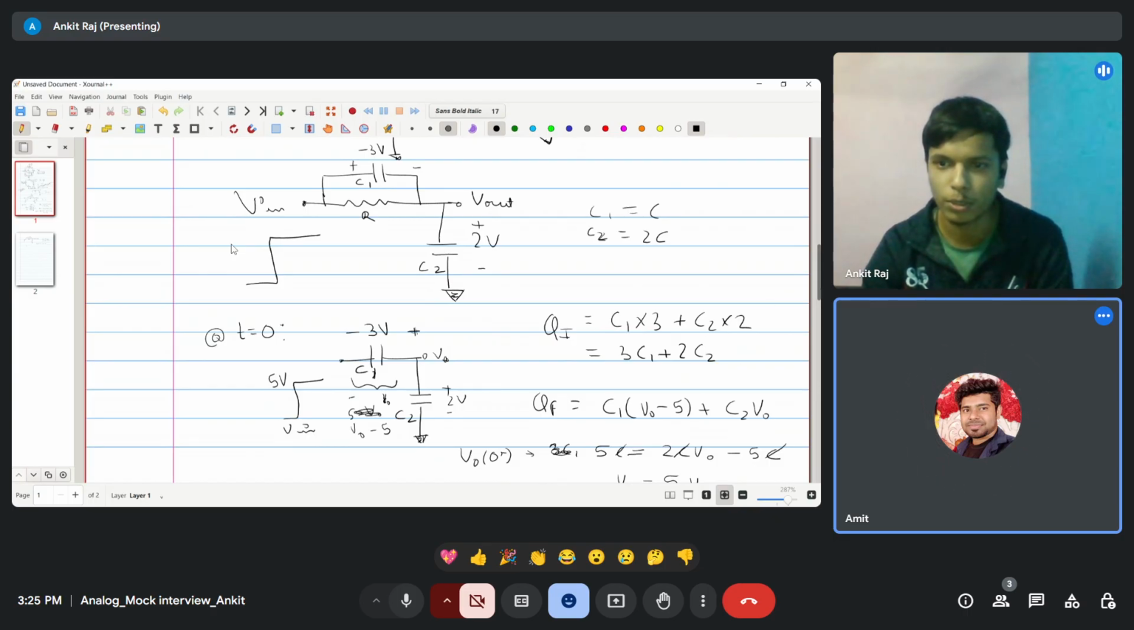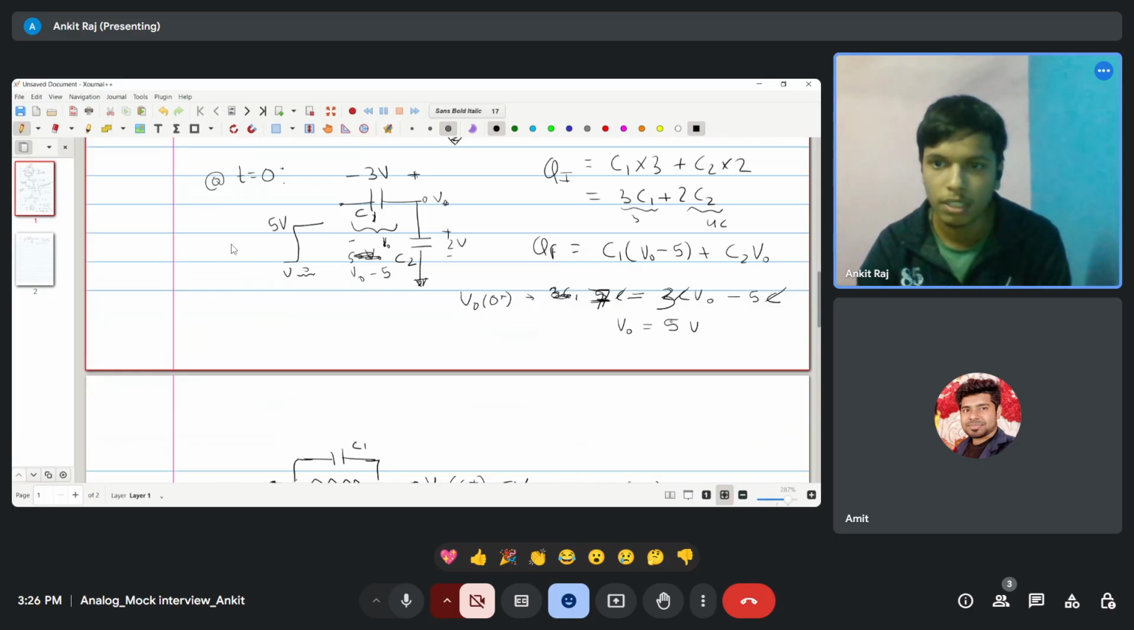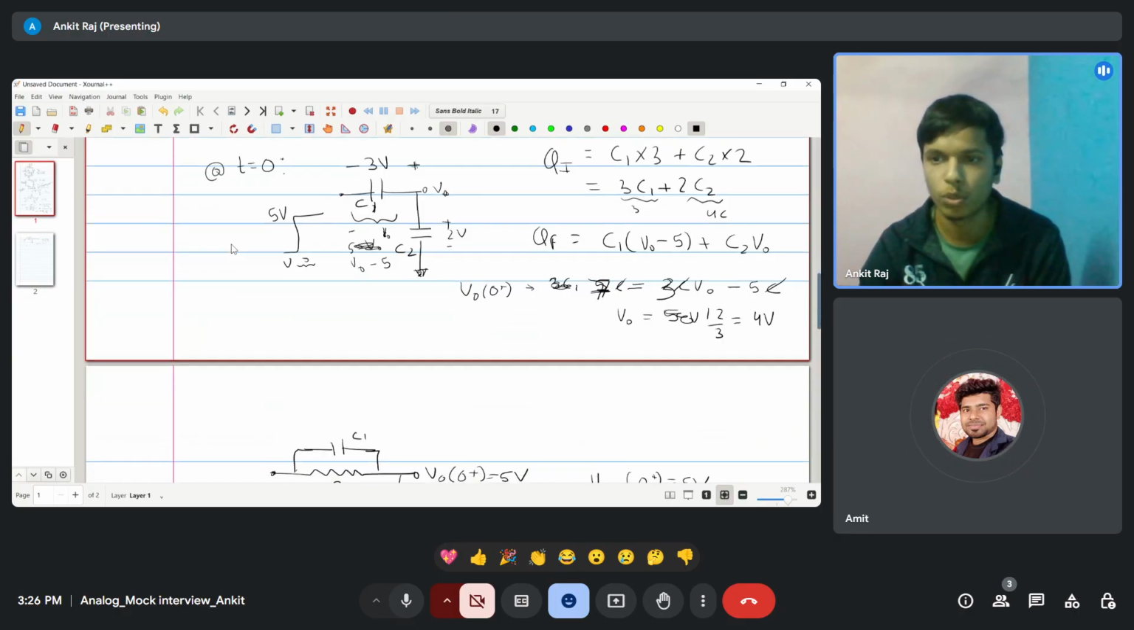So if I make this 2C, this will become 4C, 3C, so it will be 7C, and this will be 3C minus 5. So it will be 4 volt.